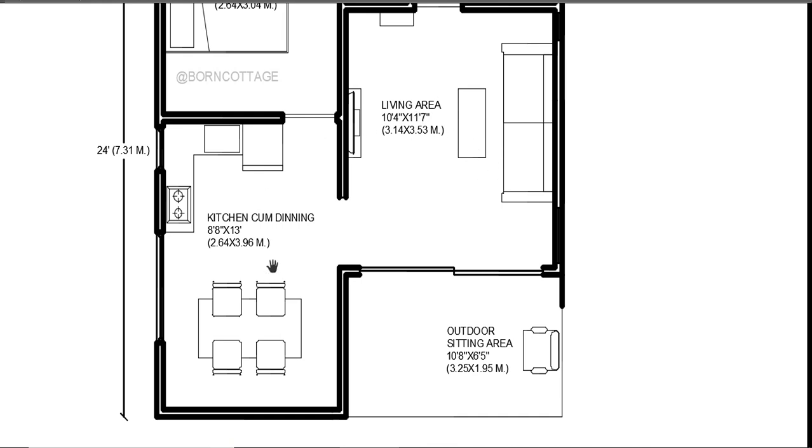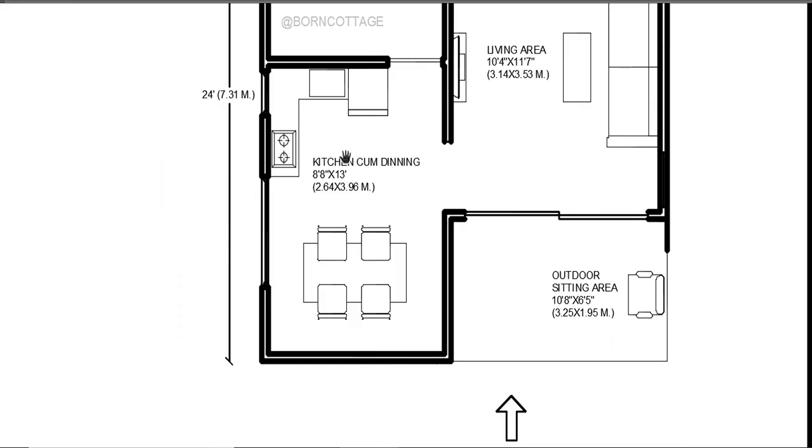On the left side we have the kitchen cum dining area. You can see here the kitchen cabinet with burner, sink and refrigerator, and also on the front side we have a dining counter with 4 chairs and two large size windows for ventilation and light purpose of this area.